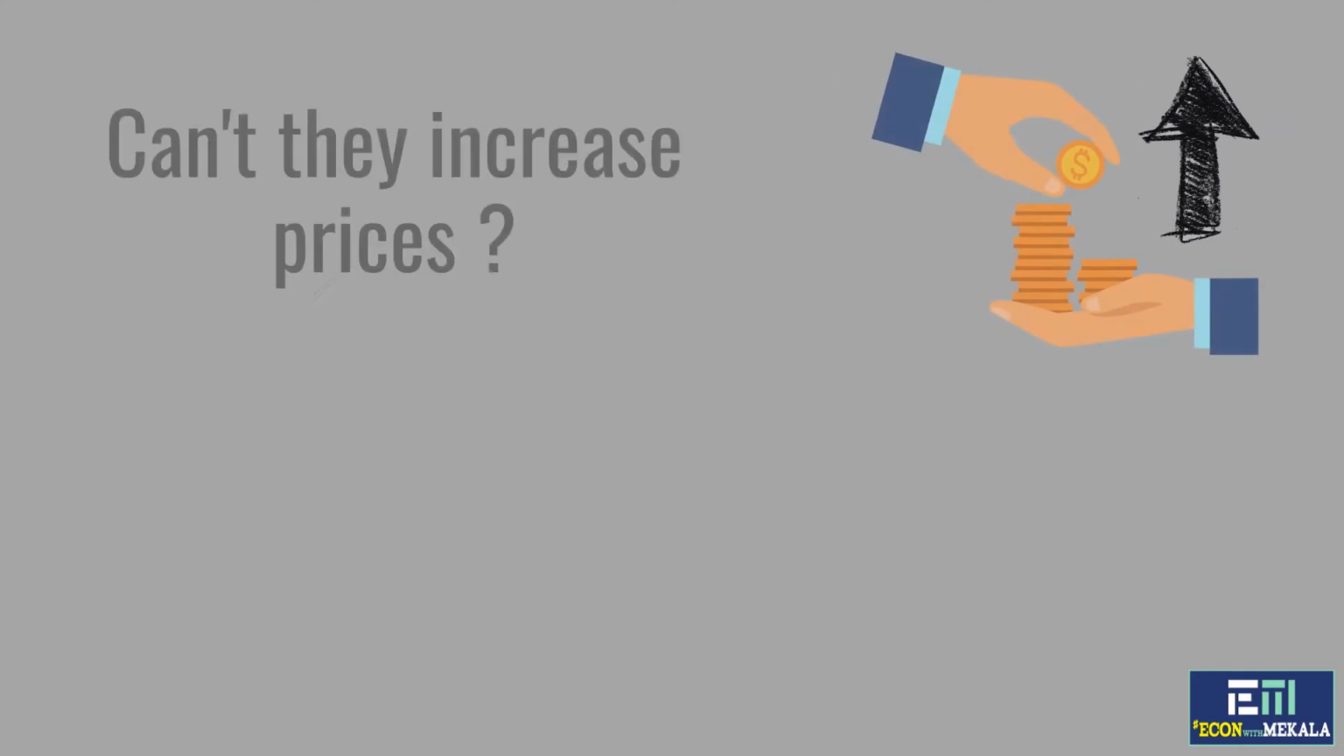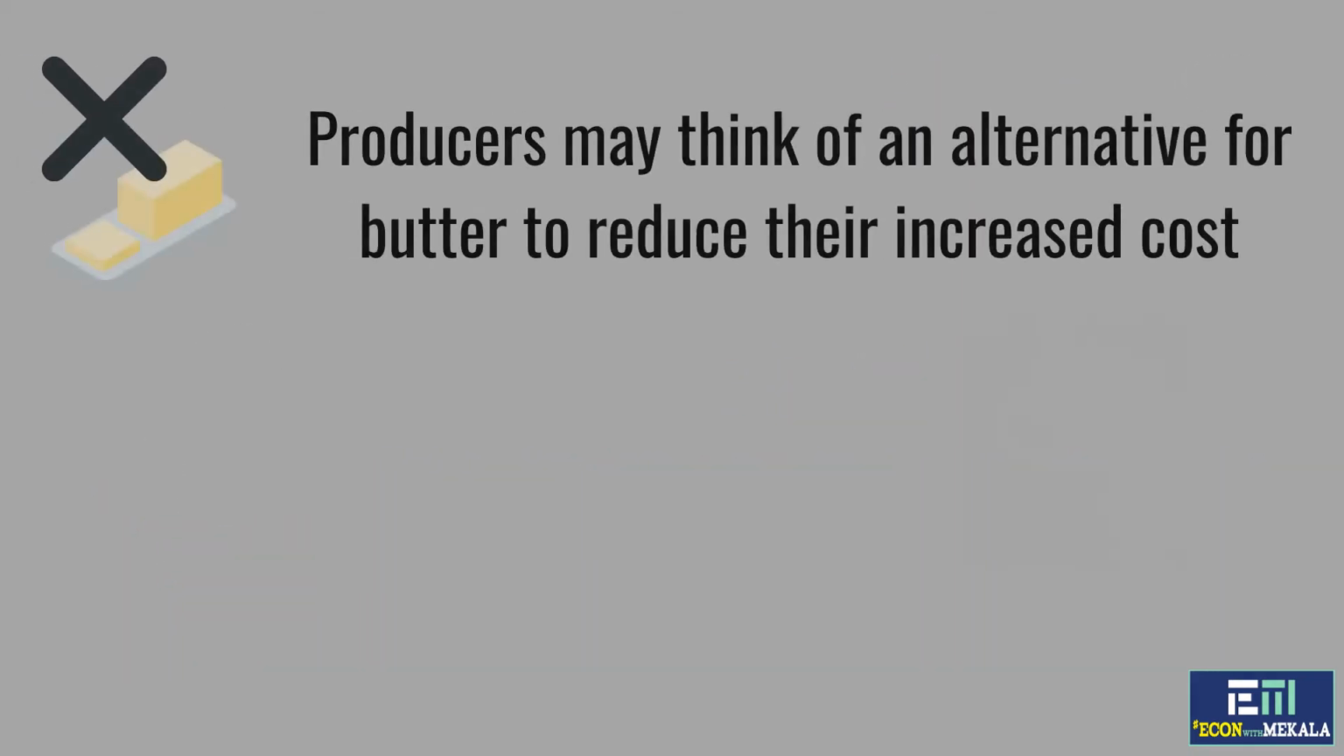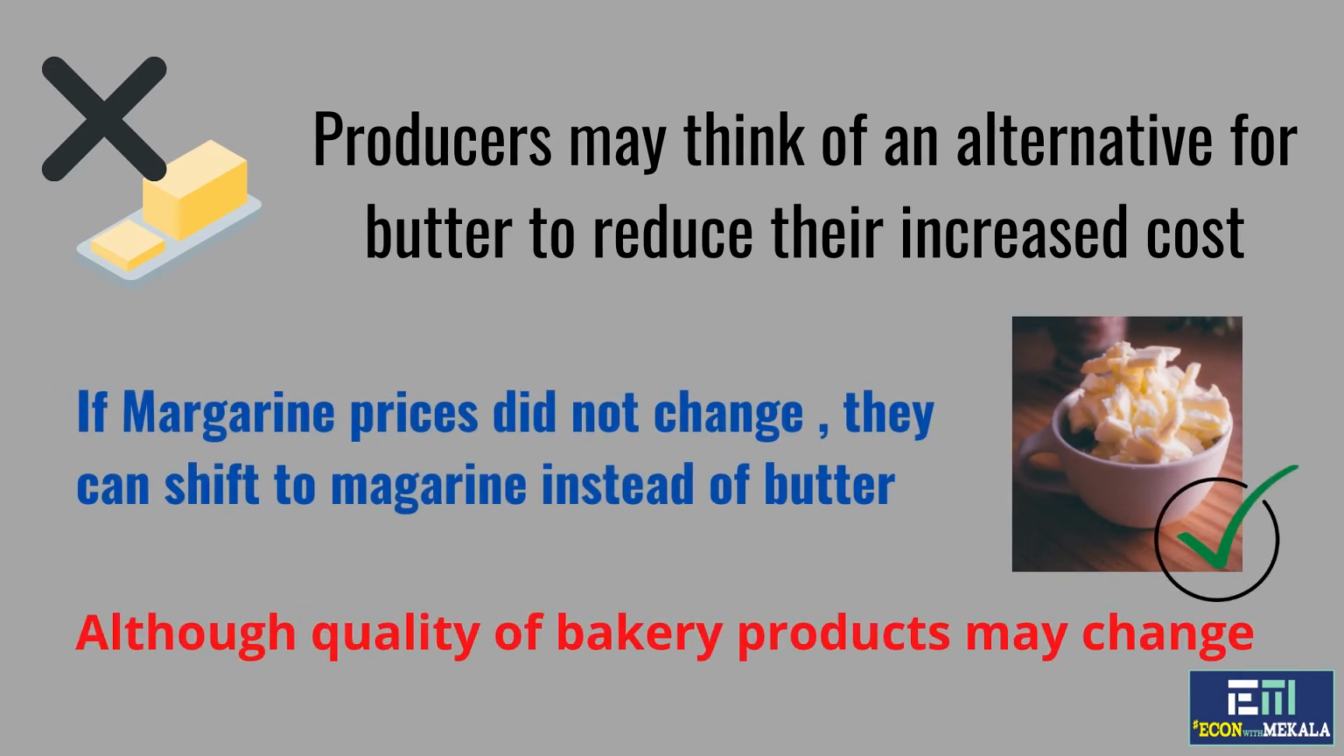That is because if you increase the price, that will negatively impact the demand for that particular product. We know by the law of demand, if prices move upwards, quantity demanded will move downwards. So therefore, increasing prices to cover up your increased cost of production is not a good option. So instead, producers can think about other alternatives. Without increasing prices, how are they going to survive in the market? Some producers may think of alternative ingredients instead of butter.